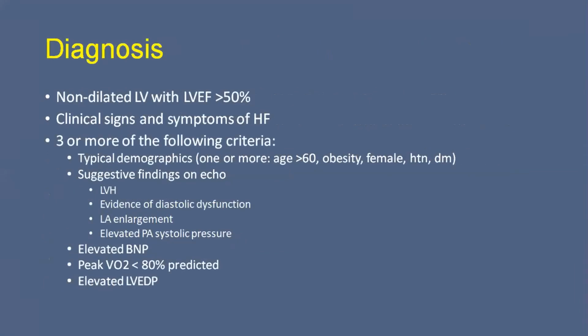So the diagnosis is a non-dilated left ventricle with left ventricular ejection fraction more than 50%. The clinical signs and symptoms of heart failure, with three or more of the following criteria: typical demographics, one or more of age more than 60, obesity, female sex, hypertension, diabetes. Suggestive findings on echo: LVH, evidence of diastolic dysfunction, LV enlargement, elevated pulmonary artery systolic pressure, elevated brain natriuretic peptide, peak VO2 less than 80% predicted, elevated left ventricular diastolic pressure.